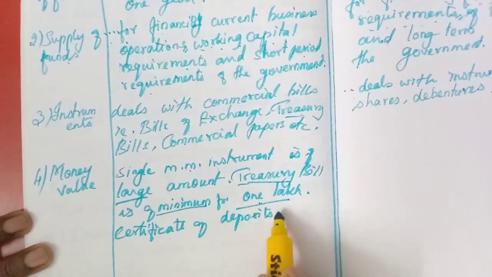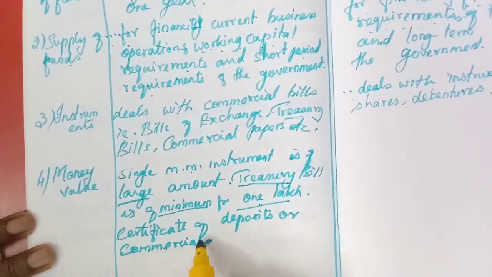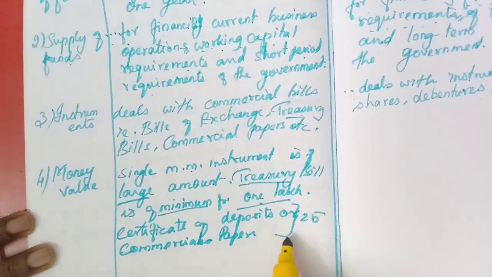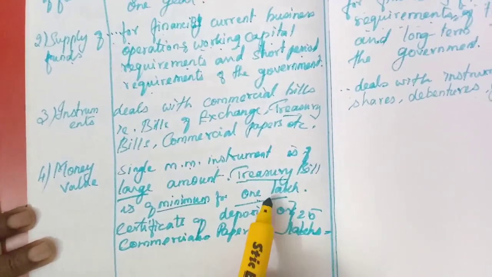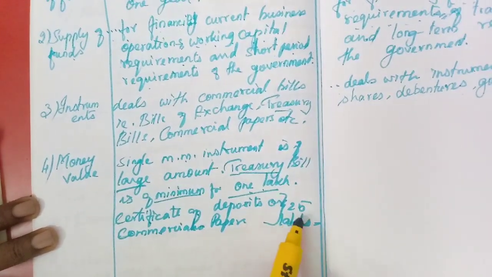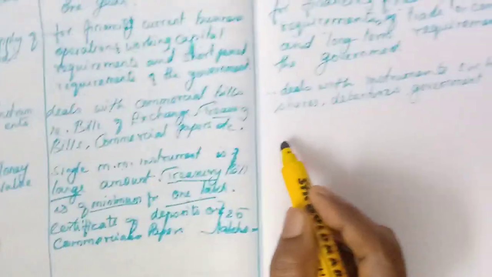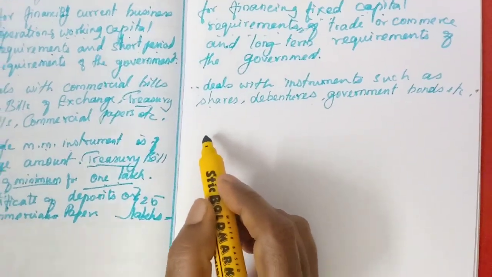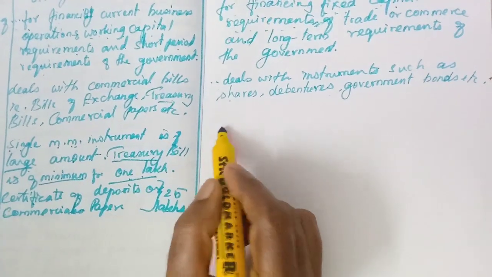Certificate of deposit and commercial paper, these two, the minimum value is 25 lakhs. Commercial papers minimum value is 25 lakhs. Understand? Each treasury bill minimum is 1 lakh. Here certificate of deposits and commercial papers, the minimum value is 25 lakhs. Understood? Here each single money market instrument is of large amount. Same thing you can write.